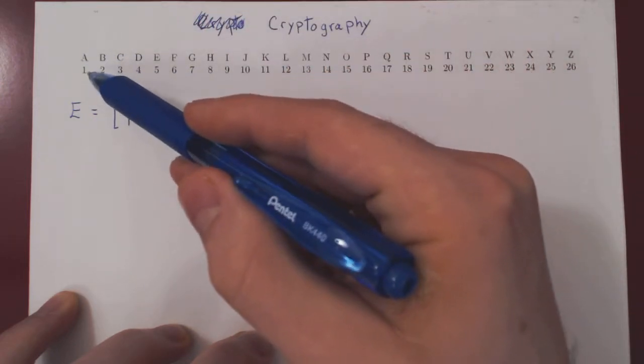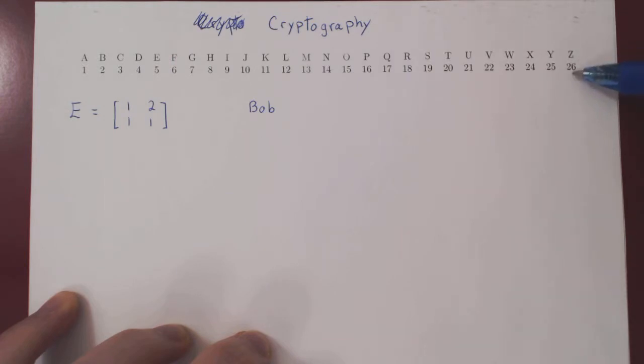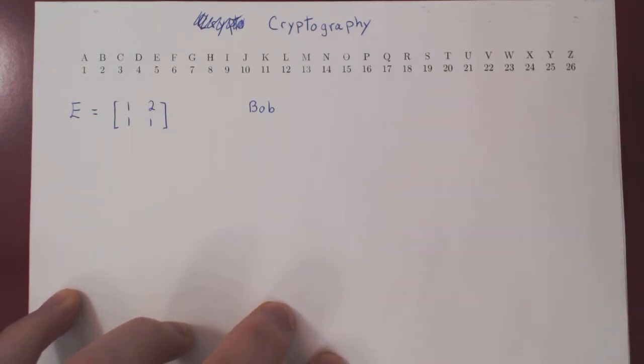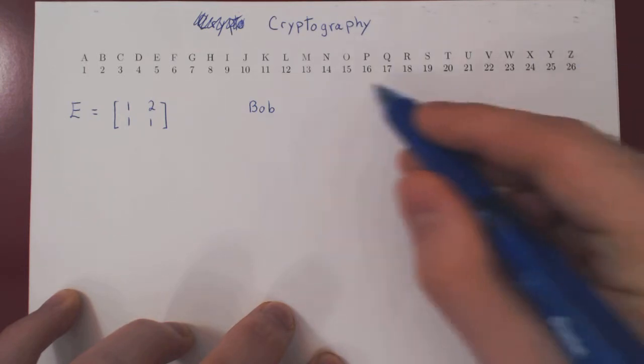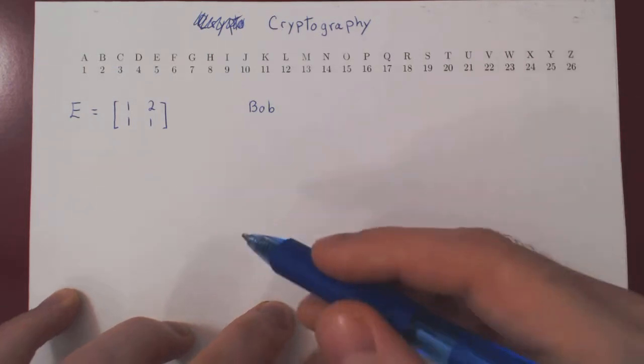So A is replaced by 1, B by 2, C by 3, and so forth, up to Z replaced by 26. And we could add additional characters. You could add an exclamation mark for 27, a space for 28. You can add any character of your choice by simply using more and more numbers. And of course we'll keep it simple. We'll only use the first 26 letters of the alphabet.